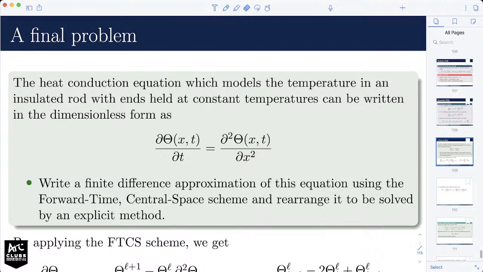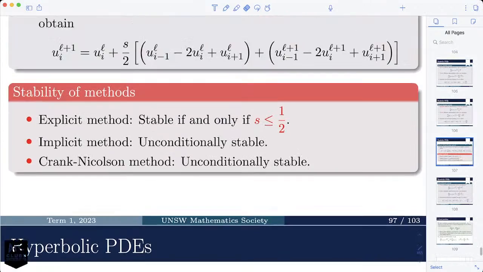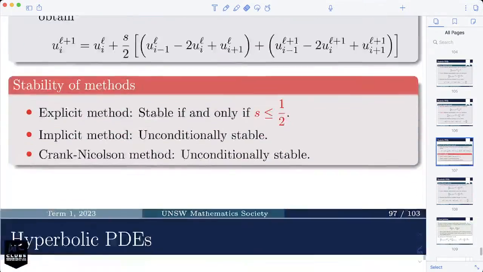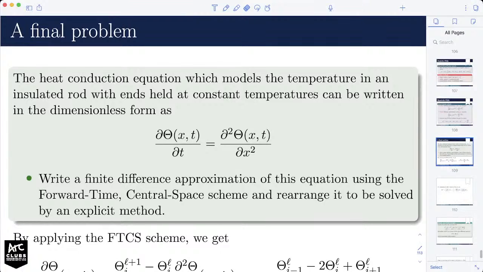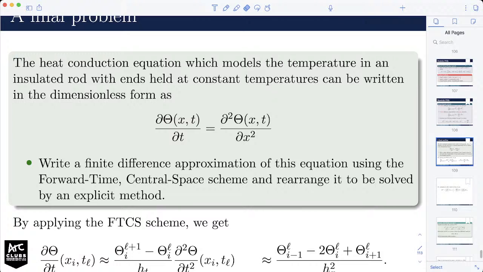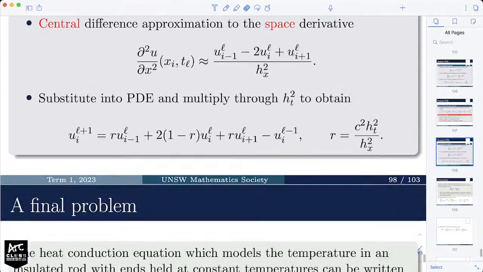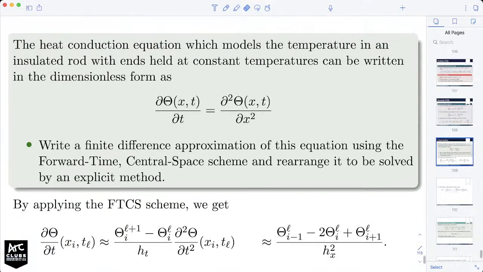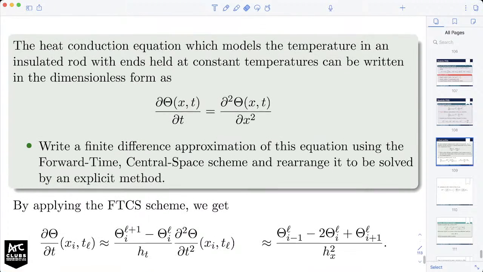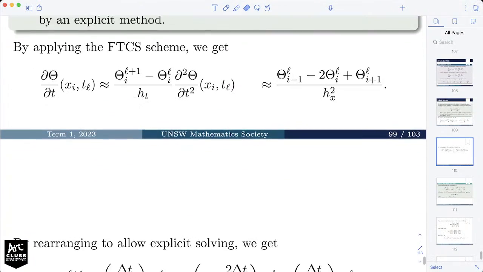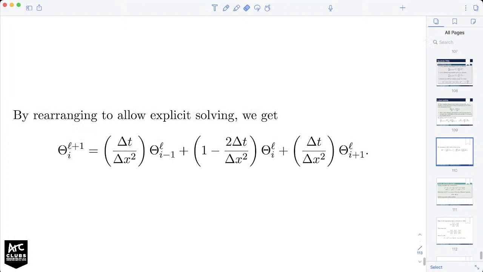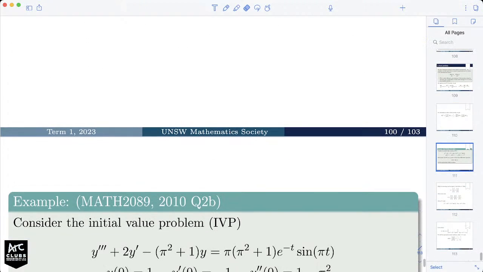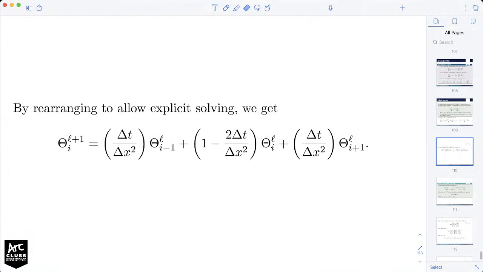In the other tests, you'll just have to apply one of these methods here, and they'll tell you which. So in this question, we're looking for a forward time central space scheme, an explicit method. So in that sense, you just follow whichever procedure it was. Over here, I've got just a few formulas written out. If you examine it, we get these formulas, and then we're going to rearrange that to get this formula here. And that's the general way that we go about solving our PDEs.